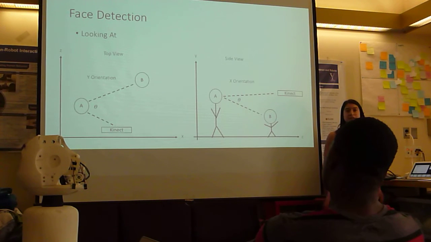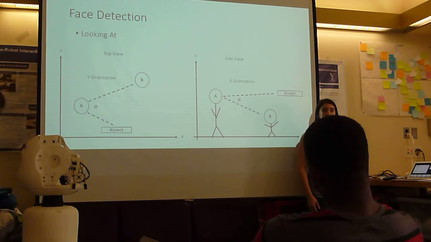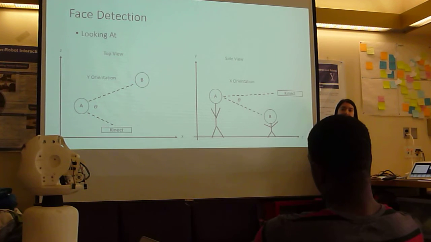As well as body information, we look at face detection, and the main reason is to determine if one person is looking at another person. To do this, we have to look at two different angles. The first is the person's orientation side to side, which is the Y orientation. We also have to look at the pitch, or up and down movement.